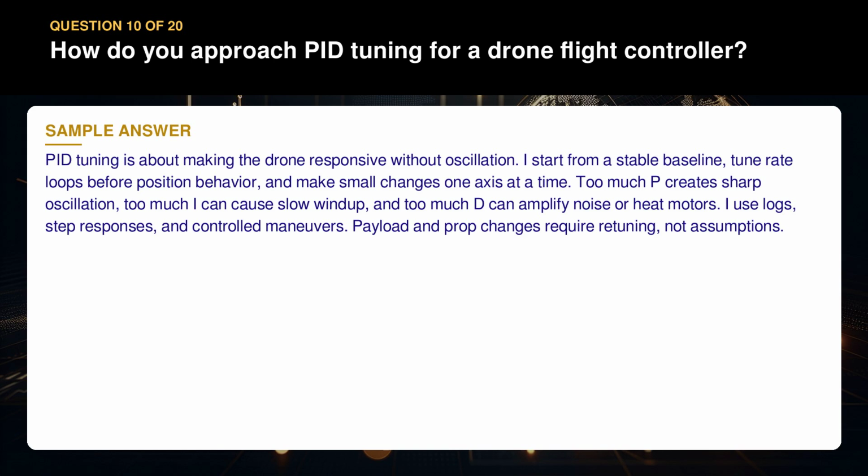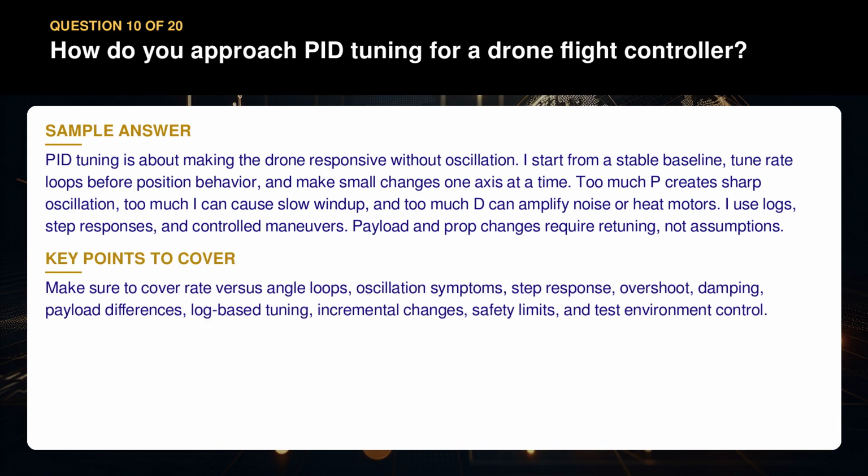Payload and prop changes require retuning, not assumptions. Make sure to cover rate versus angle loops, oscillation symptoms, step response, overshoot, damping, payload differences, log-based tuning, incremental changes, safety limits, and test environment control.